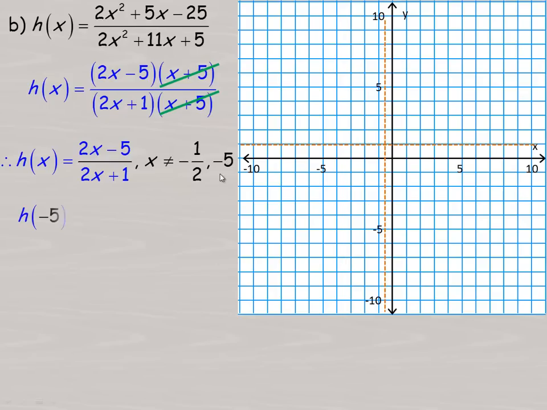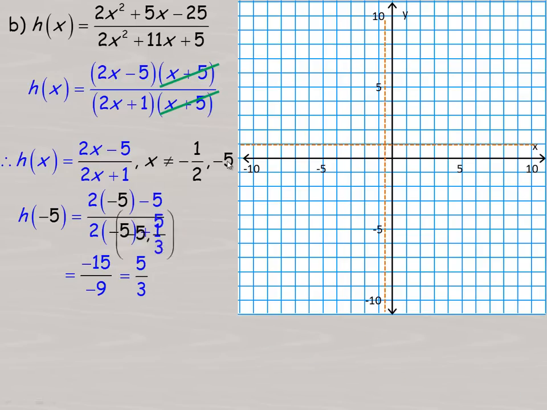So that's where the 1 comes from. So if I put -5 in place of x here, 2 times -5 minus 5 over 2 times -5 plus 1. And that works out to -15 in the numerator and -9 in the denominator, and that simplifies to 5/3. So this would be the point -5 comma 5/3. So -5, 5/3 would be about right here.